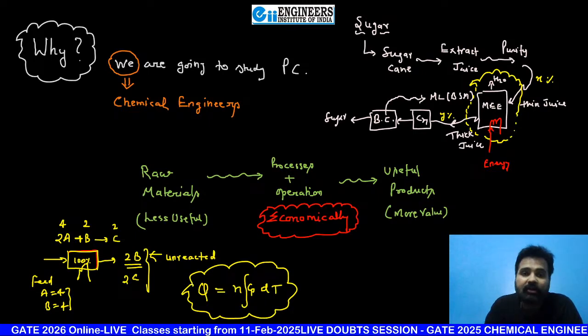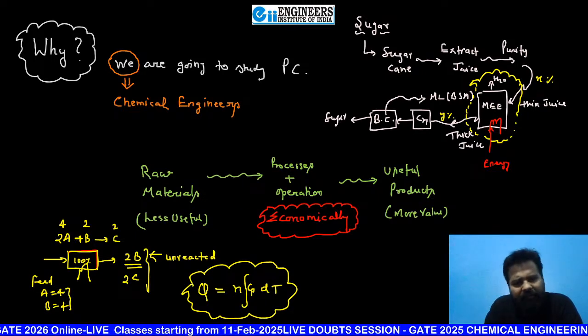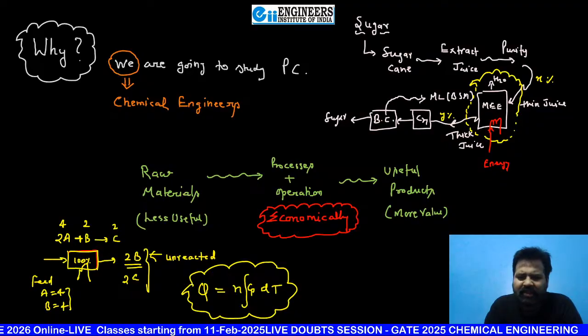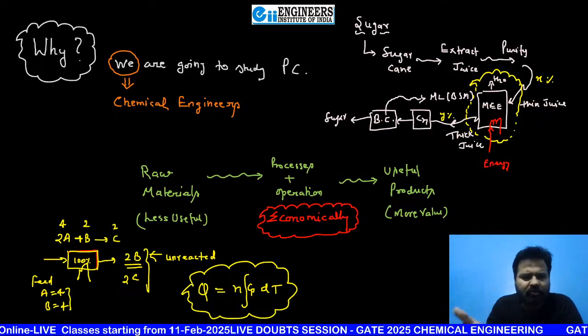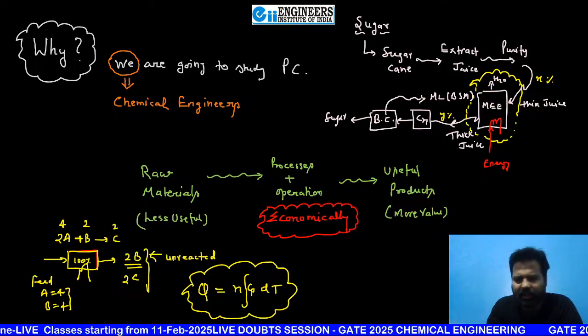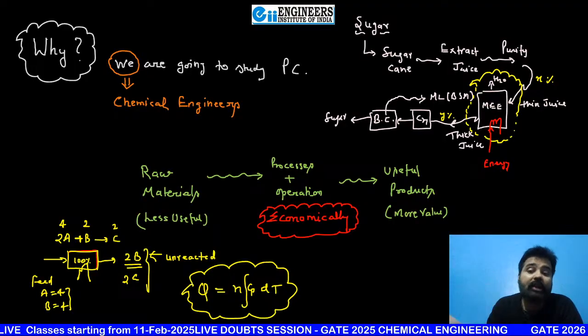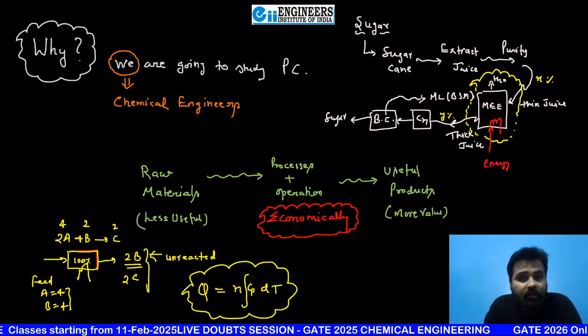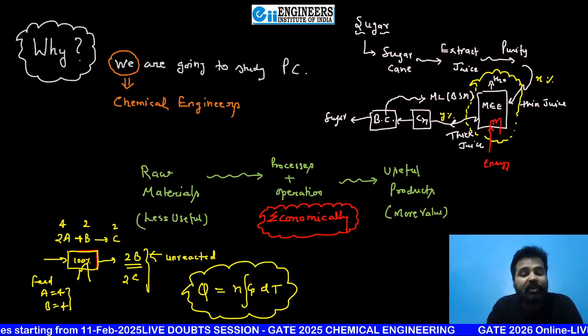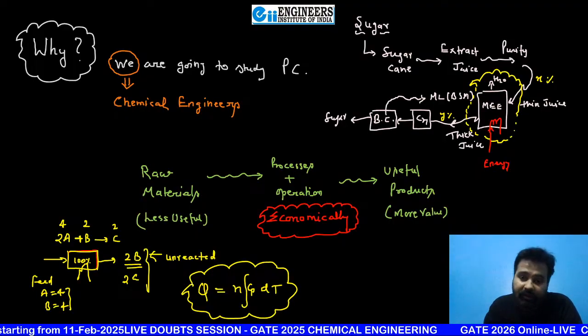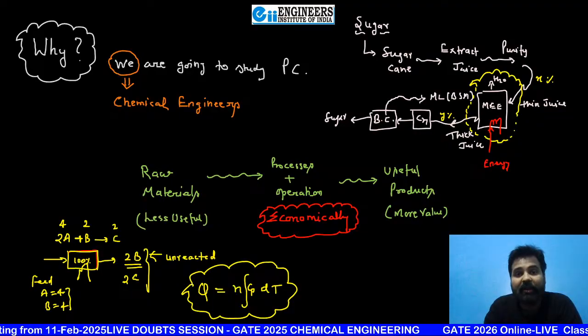Material balance is required now. Whenever you want to make any product, chemical engineers, beta, take less useful raw materials and convert them into a useful product in an economical way. In this way, processes and operations are there, and at that time you have to take balances.